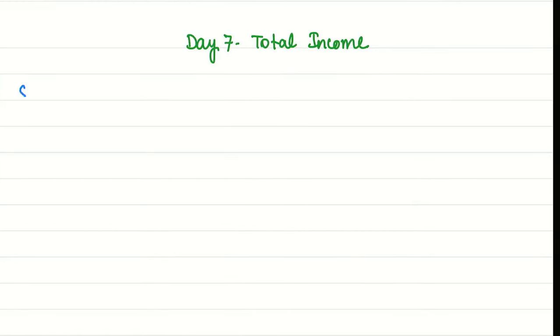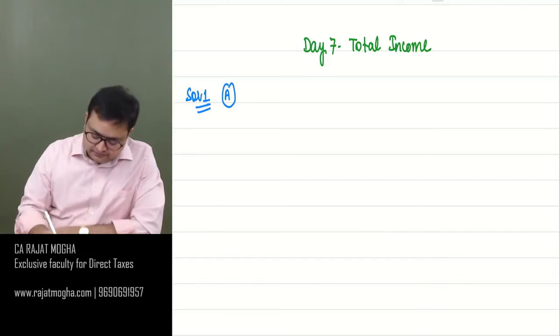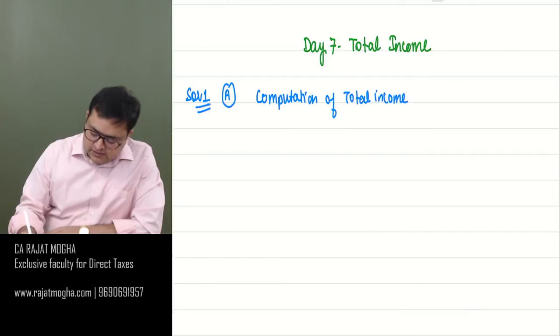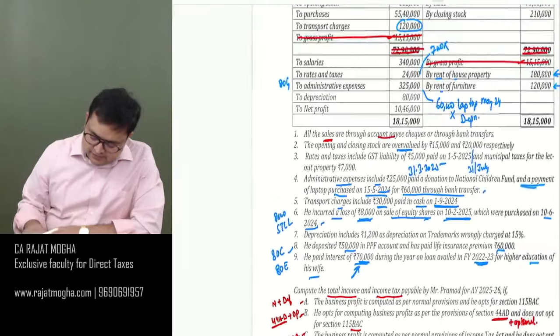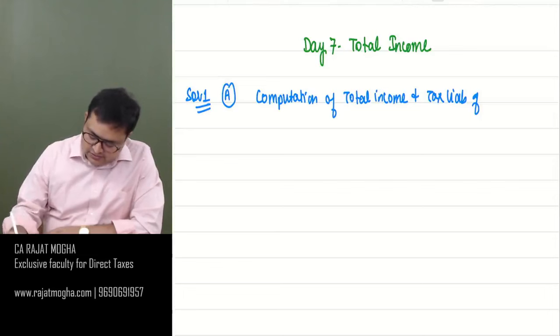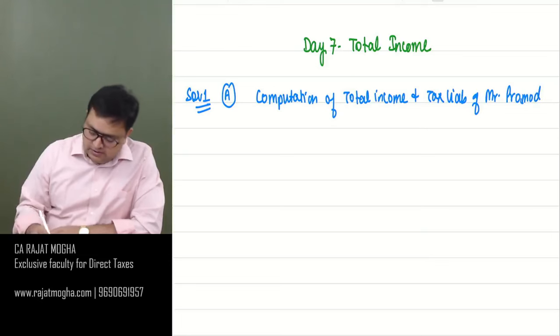Solution 1. First of all, A point, we'll write computation of total income and tax liability of the assessee Pramod, assessment year 25-26 and as per the default regime.